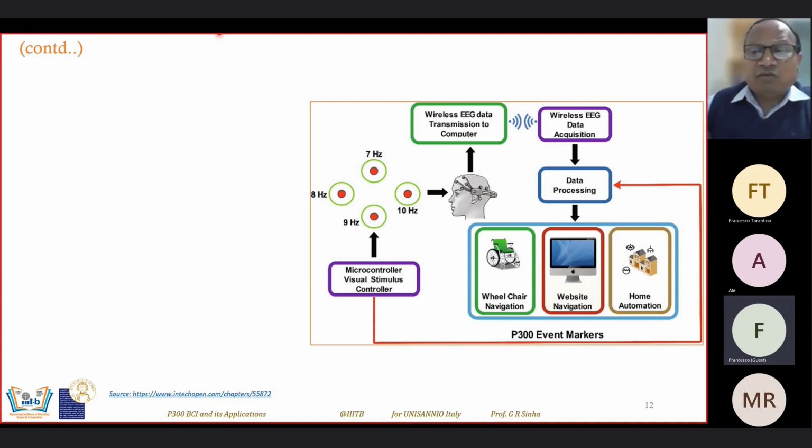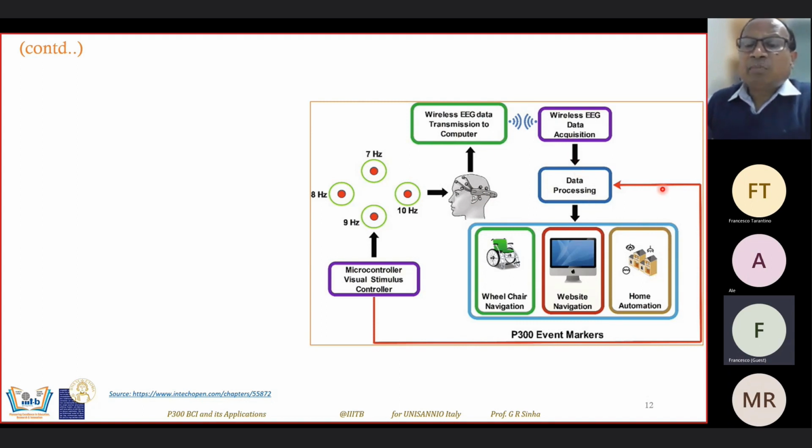I think this is a very similar diagram. This is the example, look here: these are some sounds which are generated, and these sounds are being fed to the earphone. Look at the diagram carefully. So there is wireless EEG transmission to the computer. I have already told you there are wireless recorders or electrodes available with the help of Bluetooth or wireless technology. You can capture this and you can process the data.